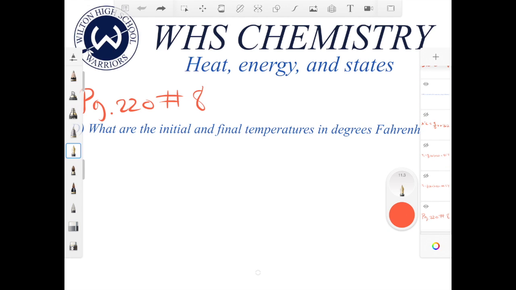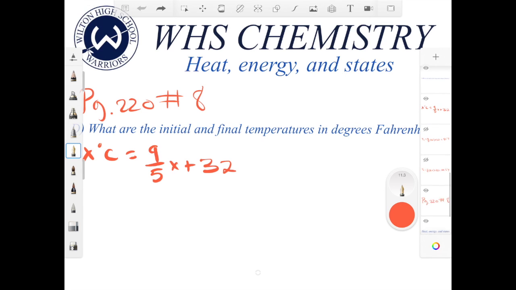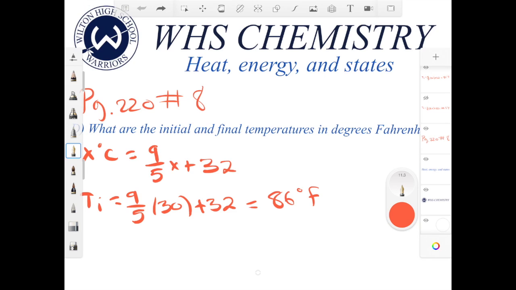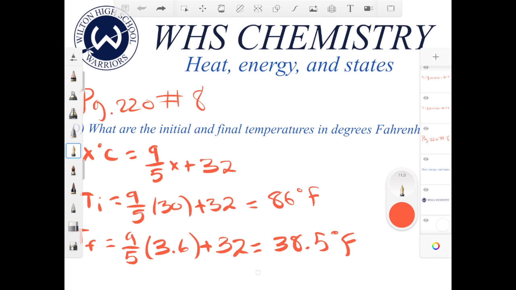The final part of the problem asks us to find the initial and final temperatures in degrees Fahrenheit. To convert from Celsius to Fahrenheit, all you do is multiply the temperature in Celsius by 9/5 and then add 32. So, for our initial temperature of 30 degrees, multiply 30 by 9/5 and add 32 to get 86 degrees Fahrenheit. And for our final temperature, which we solved in Part C, multiply 3.6 times 9/5 and add 32 to get 38.5 degrees Fahrenheit.